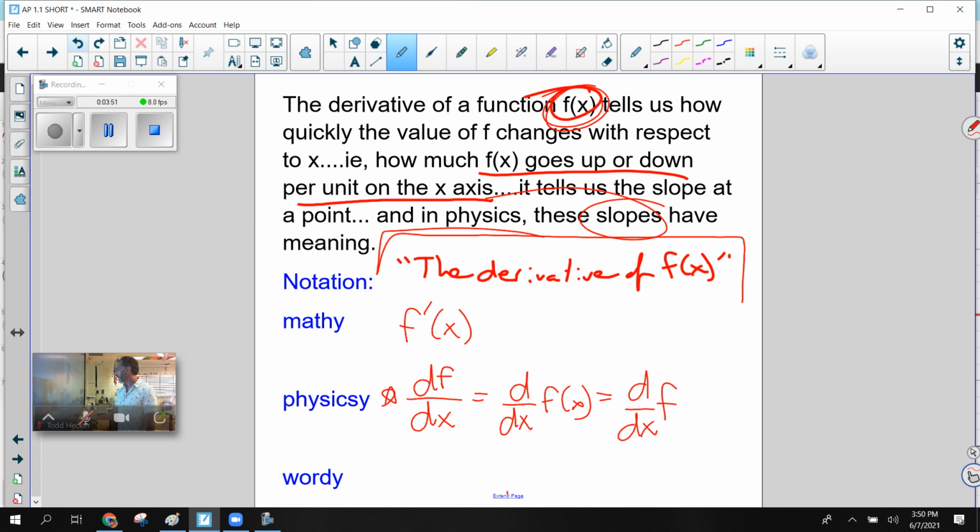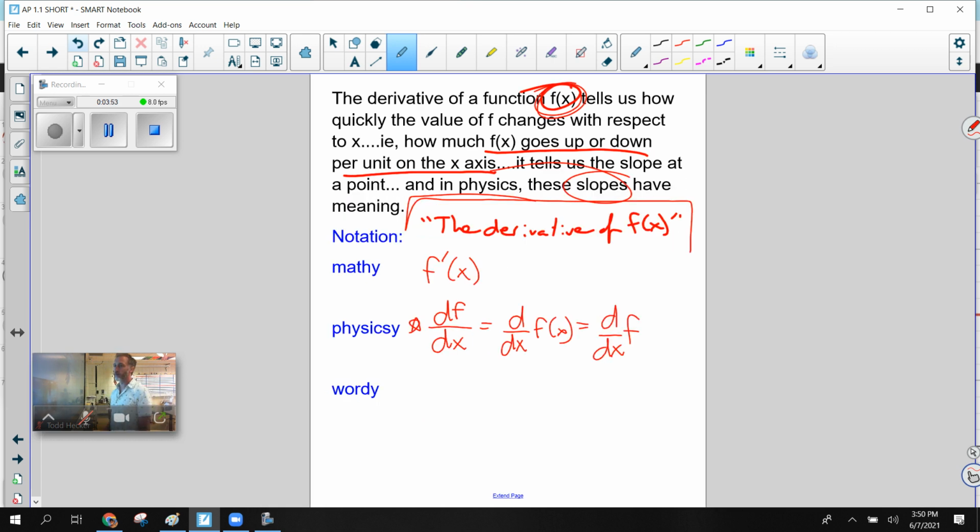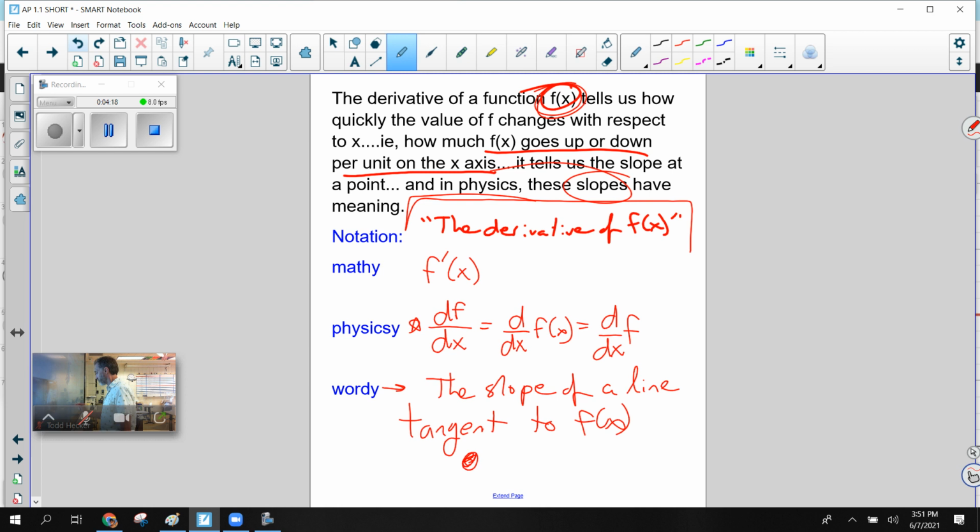And then finally, sometimes people will write it out in sentence form. If you want to be really wordy about it, instead of saying the derivative of f of x, you can say a function which gives you the slope of a line tangent to f of x at, I'll actually write out the word, at x.